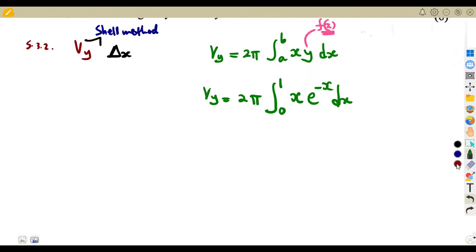So as you can see, guys, it's a volume of y, but the integral is with respect to x. This does not make sense with respect to that. So that is the shell method part.